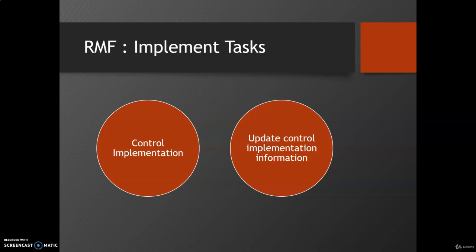So this is the first task. Now let's discuss the second task, that is update control implementation information. Document changes to the planned control implementation based on the as-implemented state of the control. Despite the control implementation details in the security and privacy plan and the system design document, it is not always feasible to implement the controls as planned.